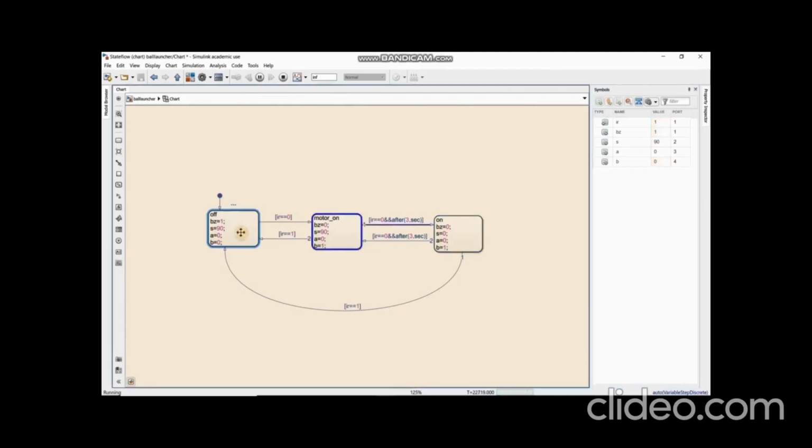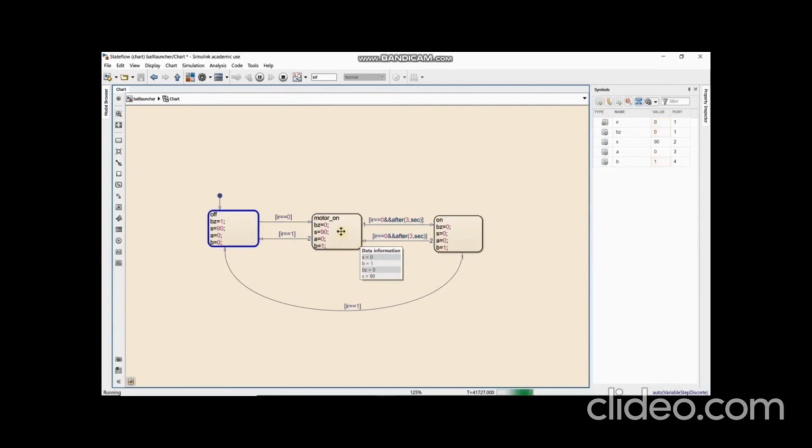Coming to the first state, which is off, BZ is 1, S is 90, A and B are 0, meaning the buzzer is initially on, the servo is holding its position at 90 degrees, and the motor is initially turned off. If the IR sensor detects the ball, meaning IR equals 0, it shifts to the second state, which is motor on. There BZ equals 0, S equals 90, A equals 0 and B equals 1. BZ equals 0 means the buzzer, initially on, is now turned off, the servo is still holding its position at 90 degrees and the motor is turned on.